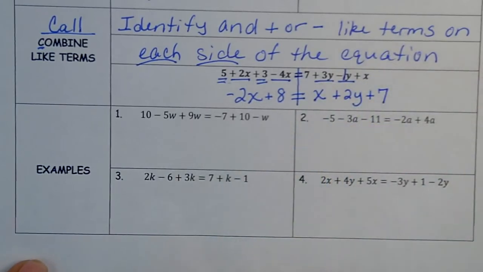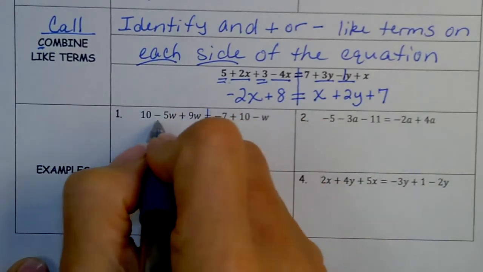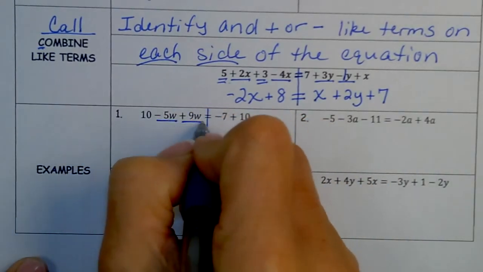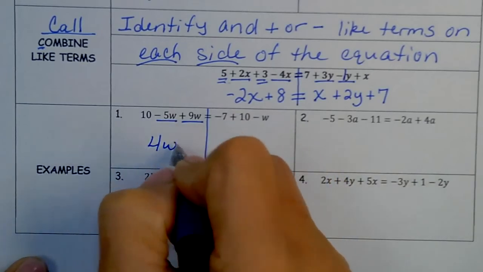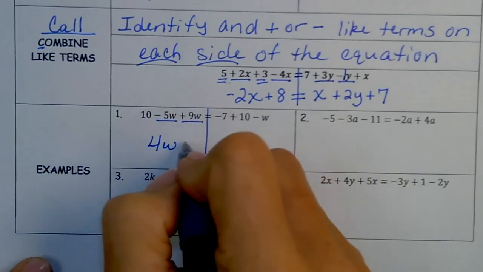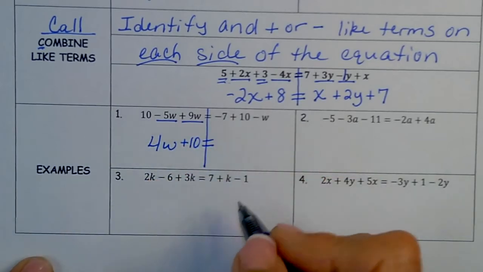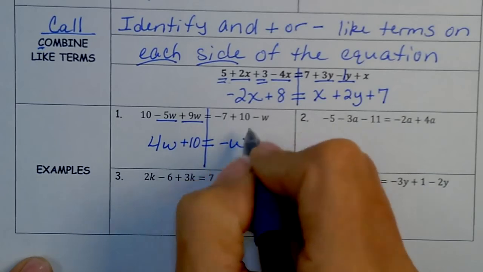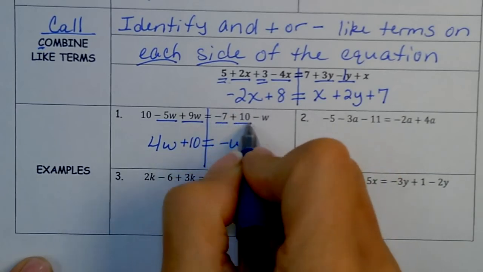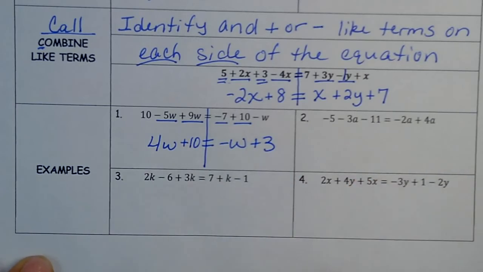Let's do these other 4 together. So on this side, negative 5w plus 9w. Combine those and I get 4w. And then I have a constant of plus 10. Over here I have a negative w. And then these are like terms. When I combine them, I get plus 3.